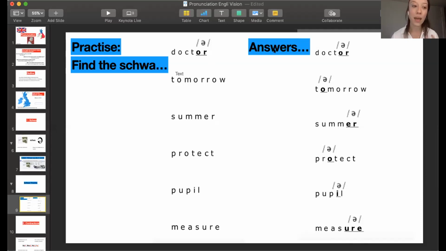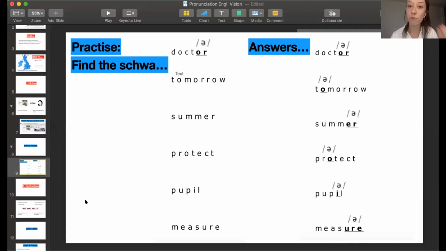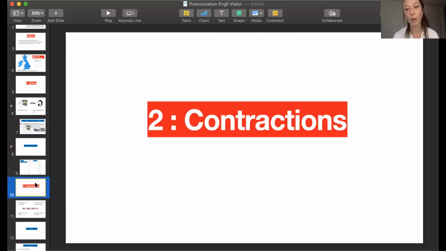You will notice the schwa more when you listen to different things, but to be aware of it may help you understand native speakers when they're speaking quickly, as it sounds like the letters have been dropped, but actually it's just a schwa sound, whereas Americans have a kind of stronger stress on all the sounds. The second very common feature in British speech is contractions.